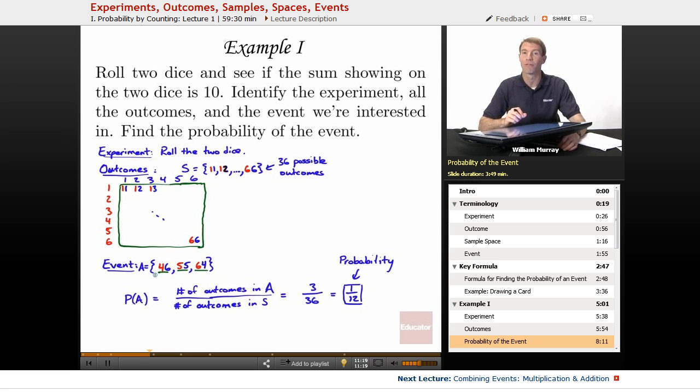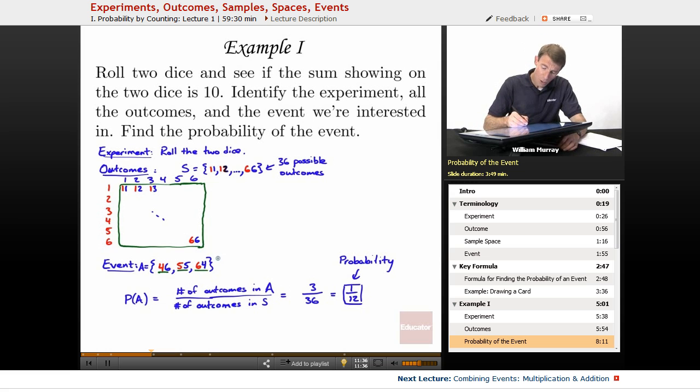In fact, this is even reflected when people roll dice in casinos in the game craps. People talk about getting 10 the hard way, which means getting a 5 and a 5, because that's harder than getting a 4 and a 6, because there are 2 ways to get a 4 and a 6.